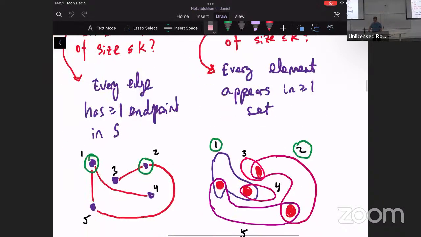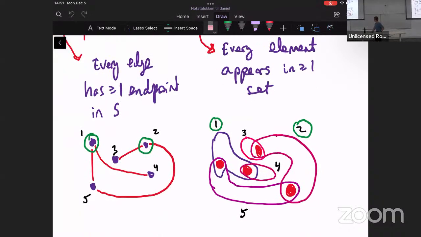This reduces from vertex cover in a bit of a funky way. Now, the vertices become sets. The edges become the elements, because in vertex cover, you're picking vertices to cover all the edges, right? So if you're picking vertices to cover all the edges, in set cover, you're picking sets to cover all the elements. So the edges become the elements, the vertices become the sets. And the set contains an element if the vertex was incident to the edge.